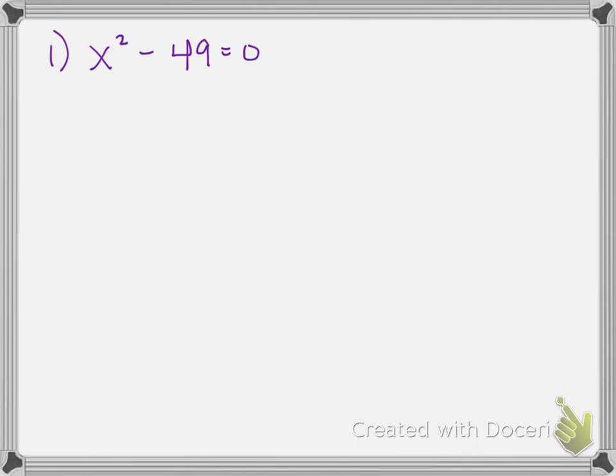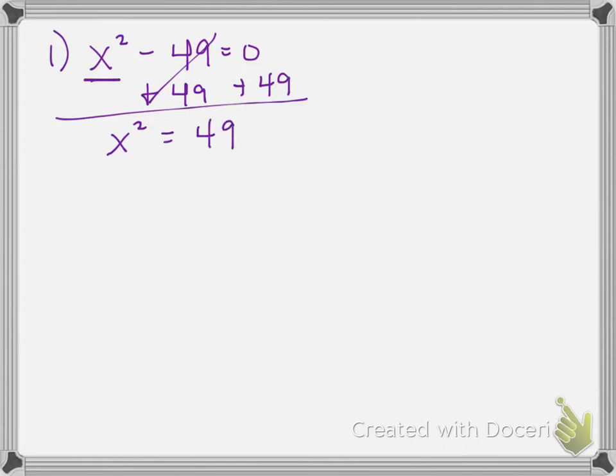So I'm going to follow the steps that I just gave you. All right, so my job is to isolate x squared, or to get x squared by itself. So I'm going to, instead of minus 49, add 49 to both sides so that I can move that to the other side. So here it cancels. Negative 49 and positive 49 cancels. I'm left with x squared equals 49. Then I'm going to take the square root of both sides.